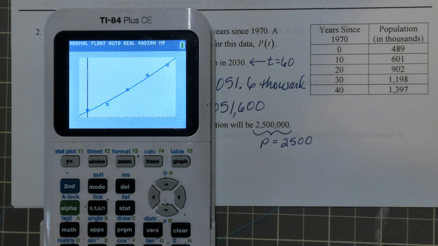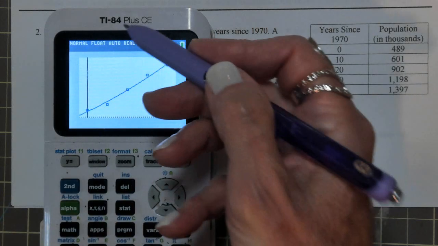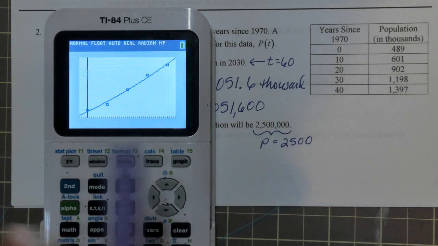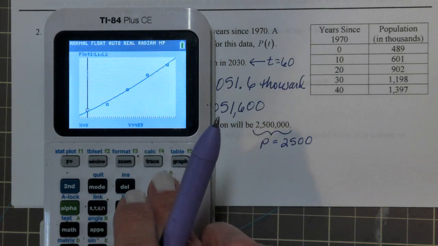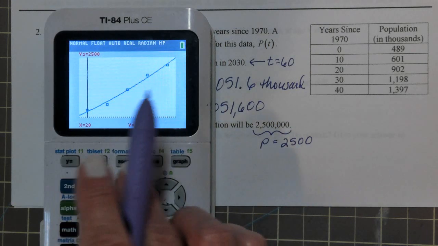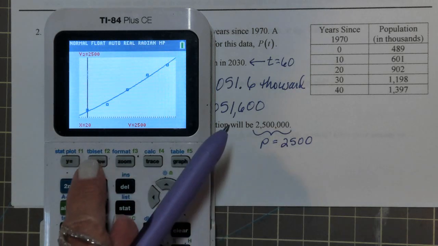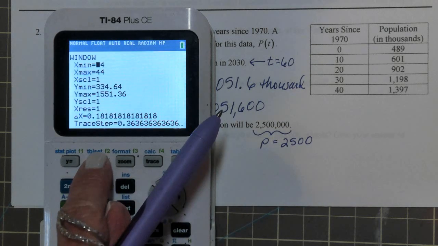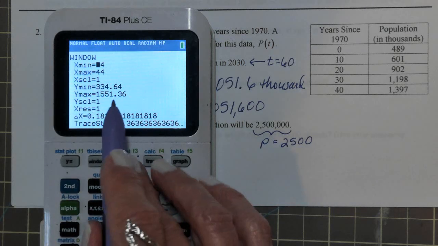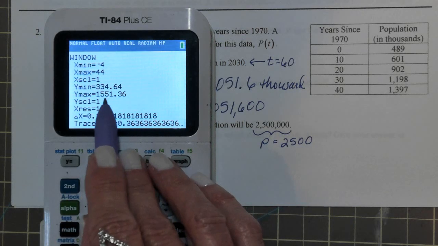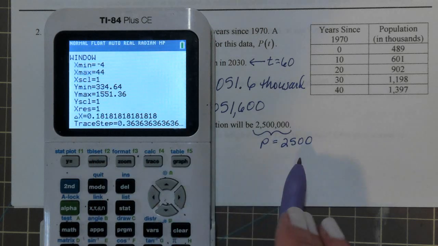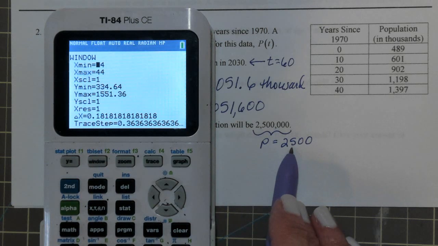Are we off the screen a little bit? Is 2500 off the screen? Maybe. Let's trace. Let's go up. Oh, it must be higher than our screen currently is. This happens a lot. We need to go and adjust the window. Right now the window is only going to 1551. We need it to go to at least 2500.